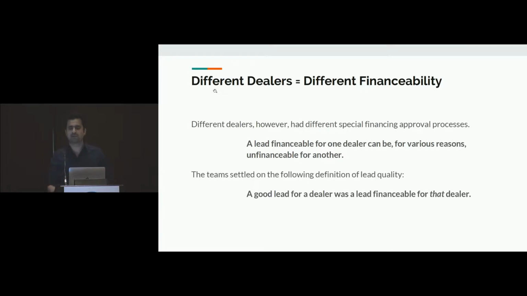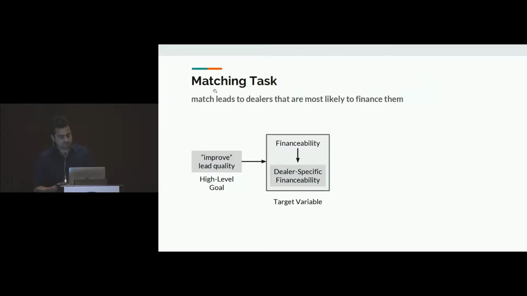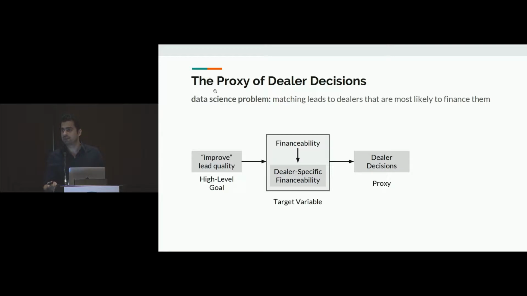Financeability had to be defined and measured in relation to specific dealers. Financeability, in fact, meant dealer-specific financeability. With this definition of lead quality, the data science problem became a matching task, matching leads to dealers that were most likely to finance them. Thus, dealer decisions became a proxy for dealer-specific financeability, the data on leads financed in the past by dealers.